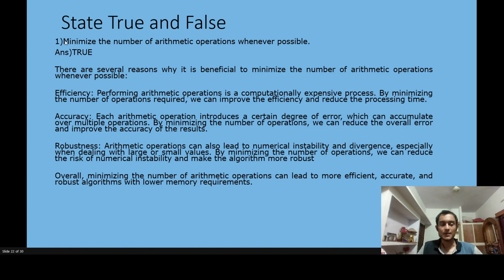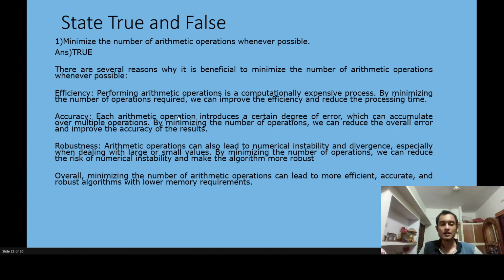First statement: minimize the number of arithmetic operations whenever possible. This statement is true because there are several reasons why it is beneficial to minimize the number of arithmetic operations whenever possible. First, efficiency. Performing arithmetic operations is a computationally expensive process. By minimizing the number of operations required, we can improve the efficiency and reduce the processing time.